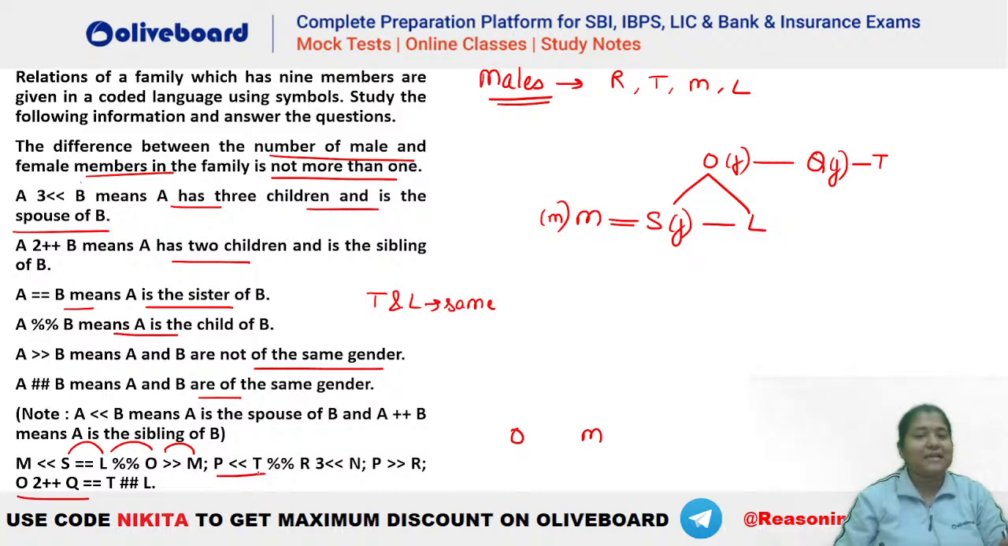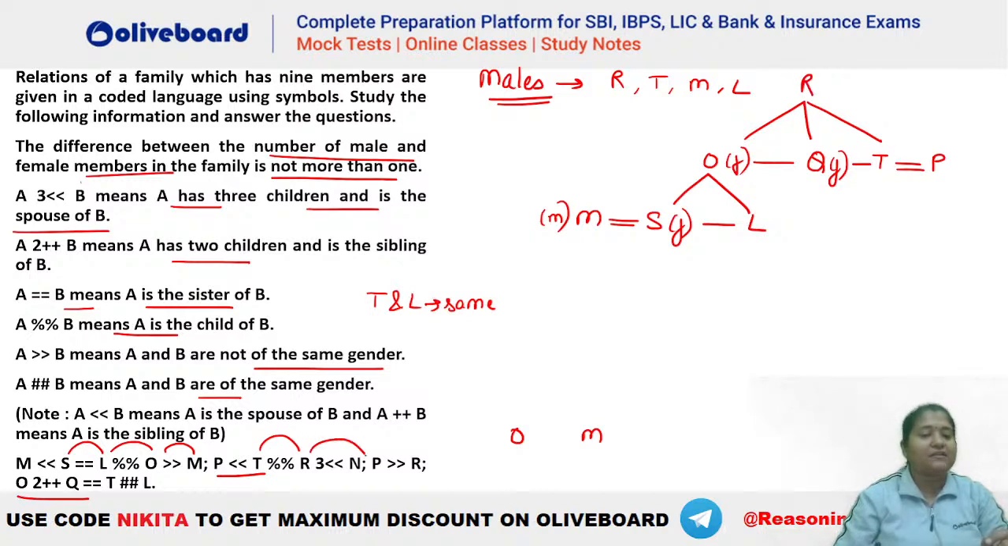Then we have P less than T. Less than means children, right? You can see spouse, sorry. So what did less than mean? That is P is the spouse of T. So you can see P will be here. This is P is the spouse of T. Then T percentage R. Percentage means child. So T is the child of R. So you can see R has to be this one. So R will be here.